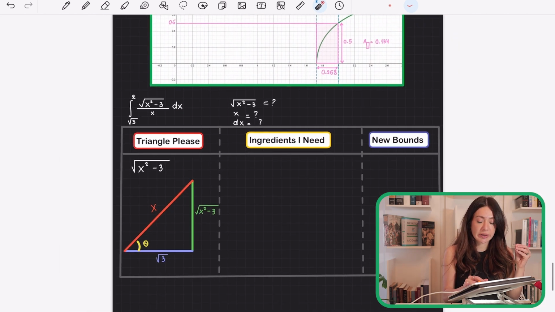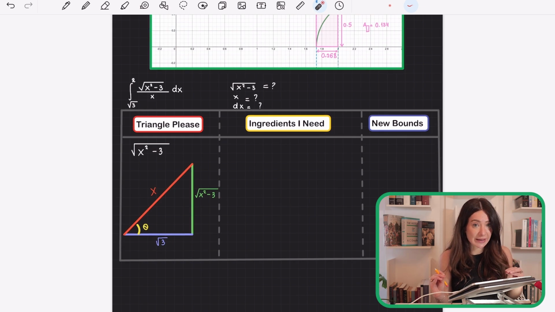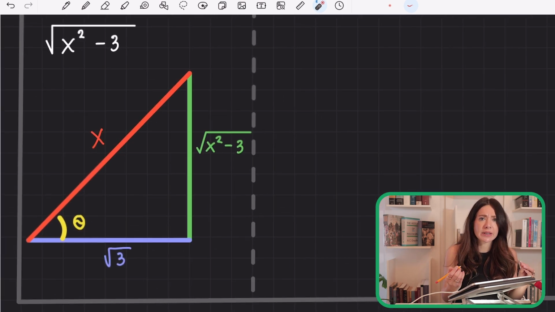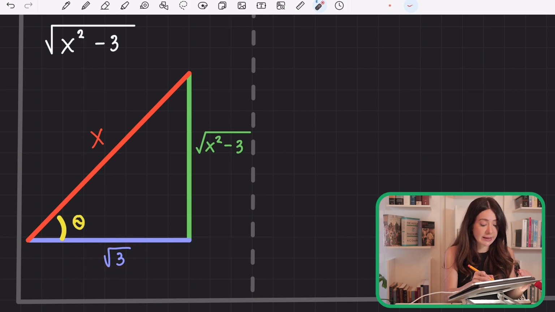Remember why you're doing this. This is why you need to know what you're doing at all times. You're trying to get rid of x. You're trying to write everything in terms of theta. So obviously, I would love to connect that side to a number, and I would hate to connect this to another x expression, which I'm trying to get rid of.